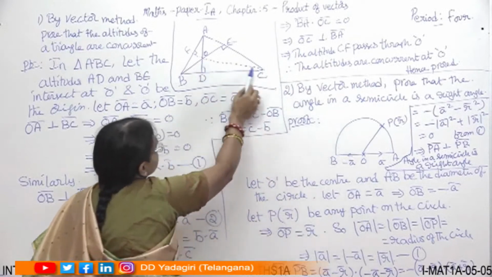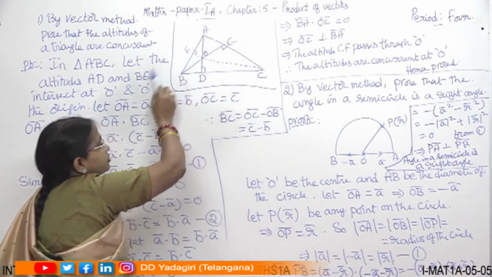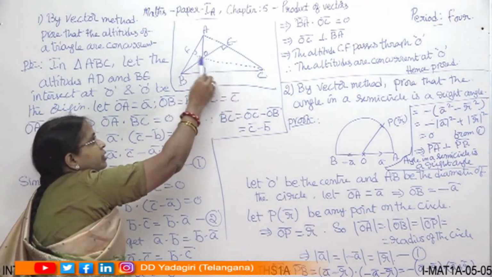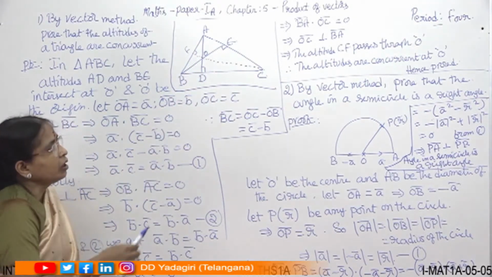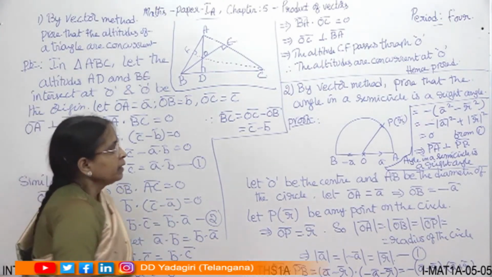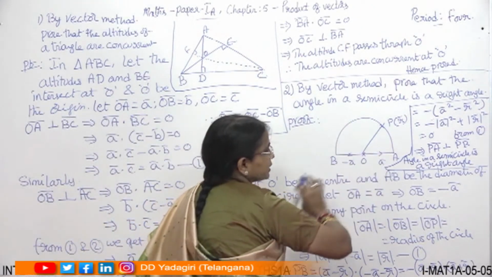So the altitude CF. OC extended line is CF. So CF is perpendicular to AB. So CF is also passing through O. So all the altitudes are concurrent at O. Hence it is proved.